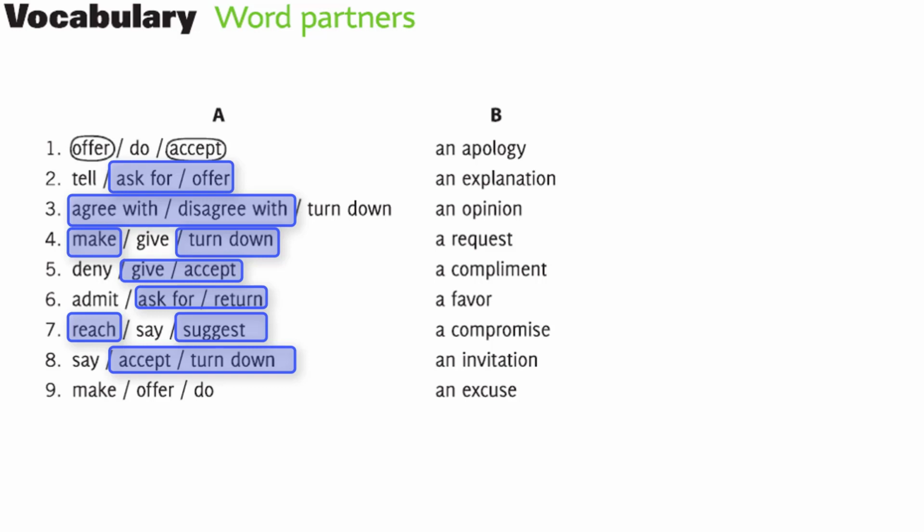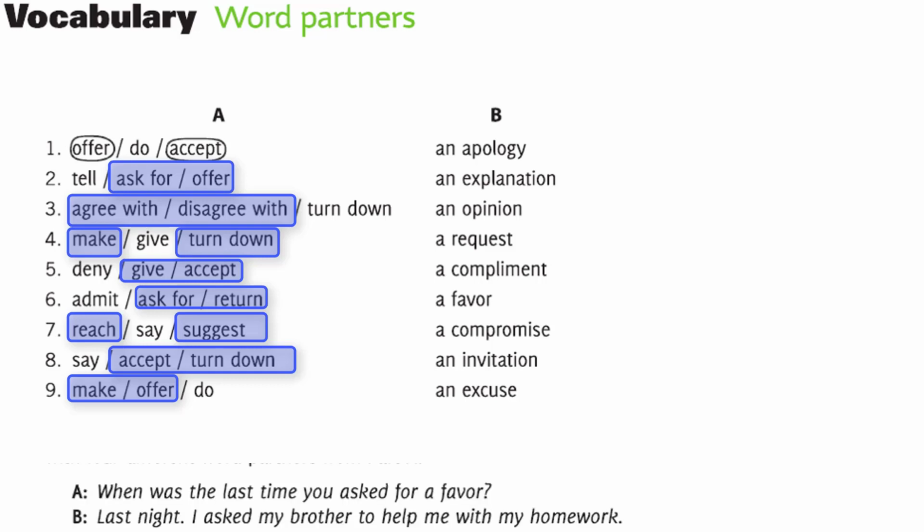You would have to change it to invite. Okay, number 9, make an excuse, offer an excuse, or do an excuse. The correct ones are make an excuse and offer an excuse. But you cannot do an excuse. It's not something you do. So that would be the incorrect verb to use with an excuse. So here we have an example of conversation. We can see them being used in context. A, when was the last time you asked for a favor? B, last night I asked my brother to help me with my homework.